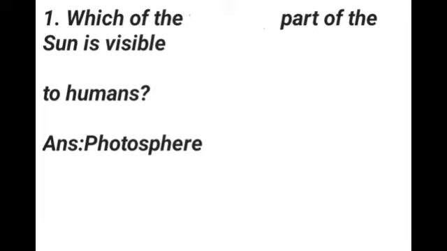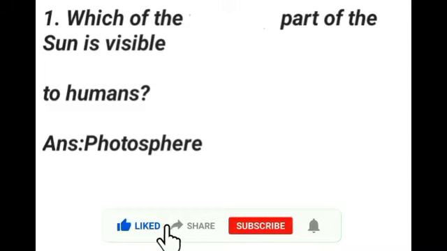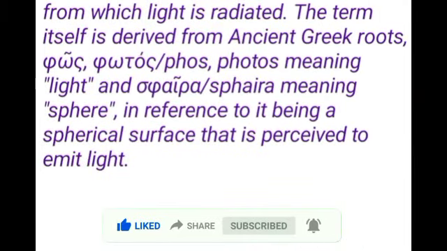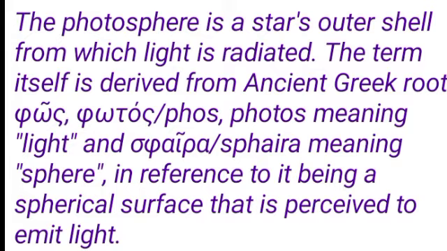The first question is, which part of the sun is visible to humans? The answer is photosphere. There are many portions of the sun, but only the photosphere portion is visible to human eyes. The photosphere is a star's outer shell from which light is radiated. The term itself is derived from the ancient Greek roots phos, photos, meaning light, and spheria, meaning sphere, in reference to it being a spherical surface that is perceived to emit light.